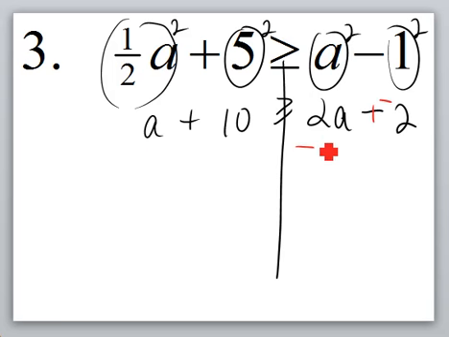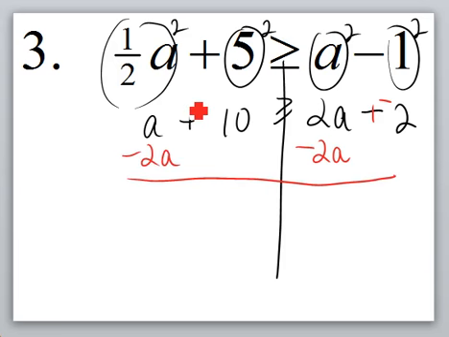This time I'm going to pick the 2a, just so you guys can see me divide by a negative on both sides. I honestly would probably move the a to the other side, but it doesn't matter which order you do it. You'll still end up with the same answer in the end.